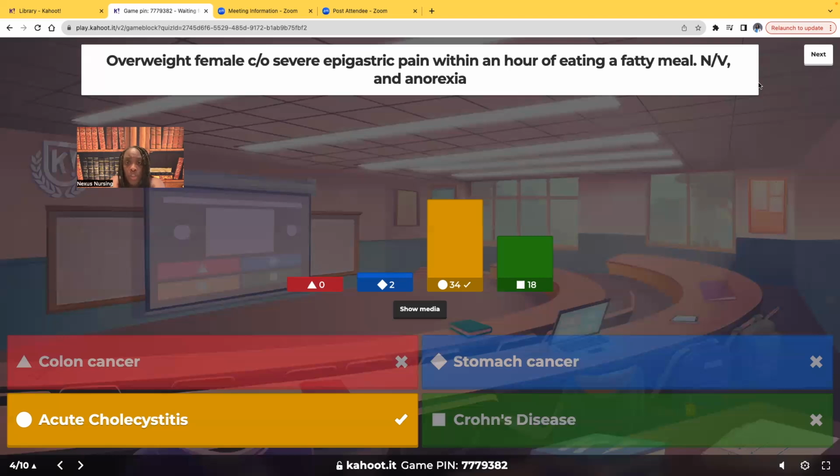Something else that you need to know about Crohn's that boards absolutely expects you to know. Any patient with a history of Crohn's or polyps, they're at increased risk for colon cancer. You absolutely need to know that for testing purposes. Don't say I didn't warn you.